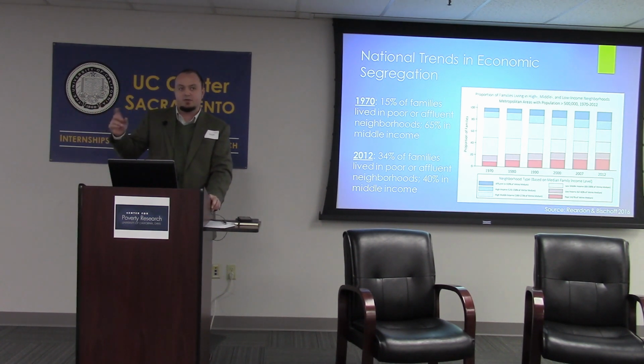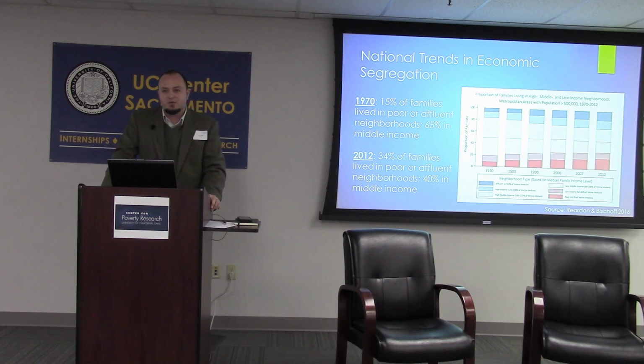And as this polarization of neighborhood economic resources has occurred, it has come at the expense of middle income neighborhoods, mixed income communities that expose families and children to others from a variety of walks of life, you might think of it. From 1970 to 2012, you can see that the proportion of families living in economically segregated communities more than doubled, at the same time as the share of families living in these middle income communities shrunk considerably.